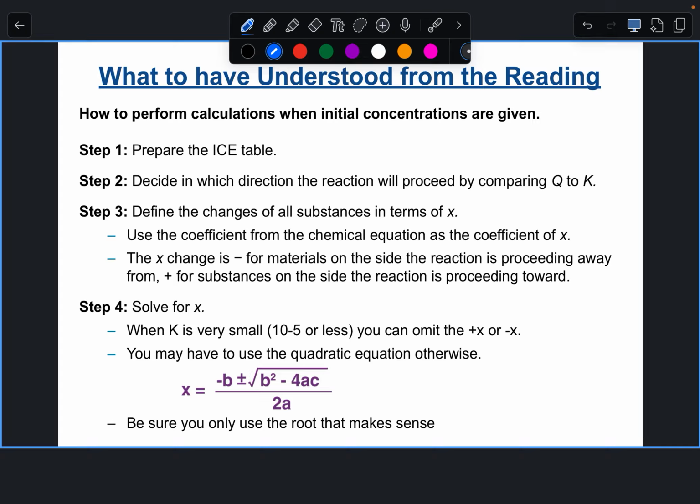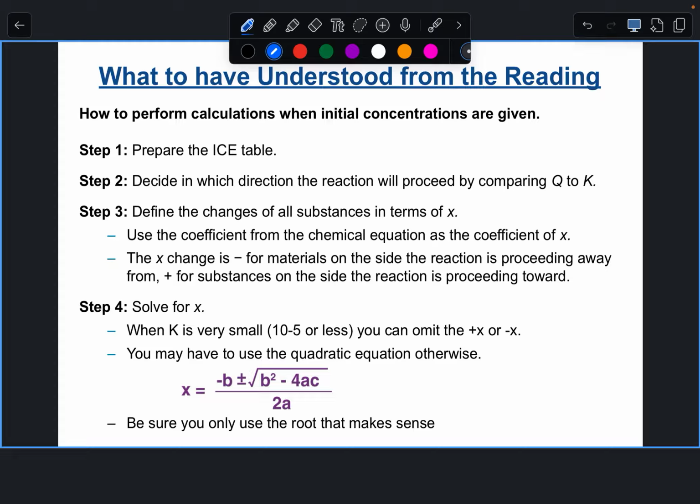Then you're gonna decide which way the reaction goes. Does it go to products? Does it go to reactants? Because that's going to affect how you define the change. The thing it's leaving is the minus x. The thing that you're making is the plus x. Okay, so that's step number 3.